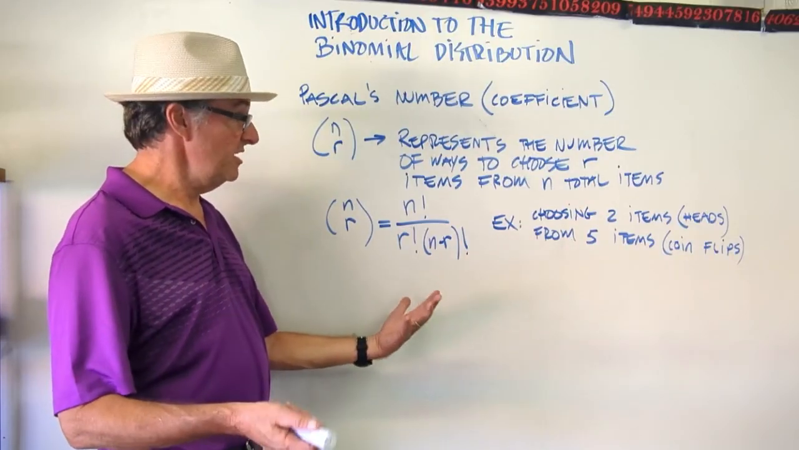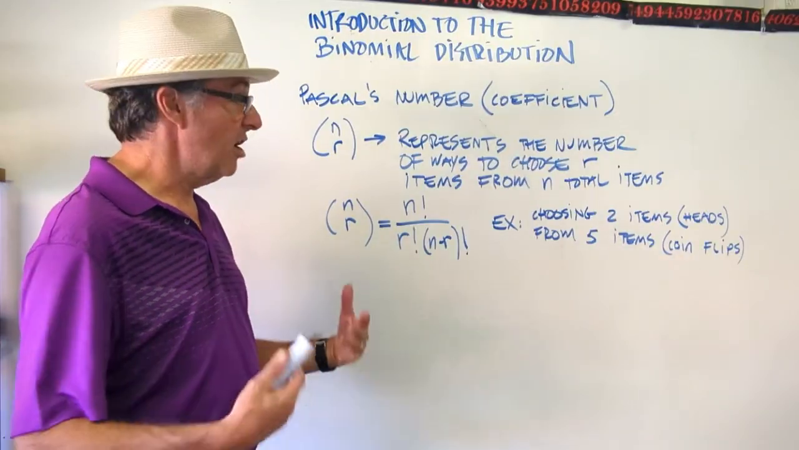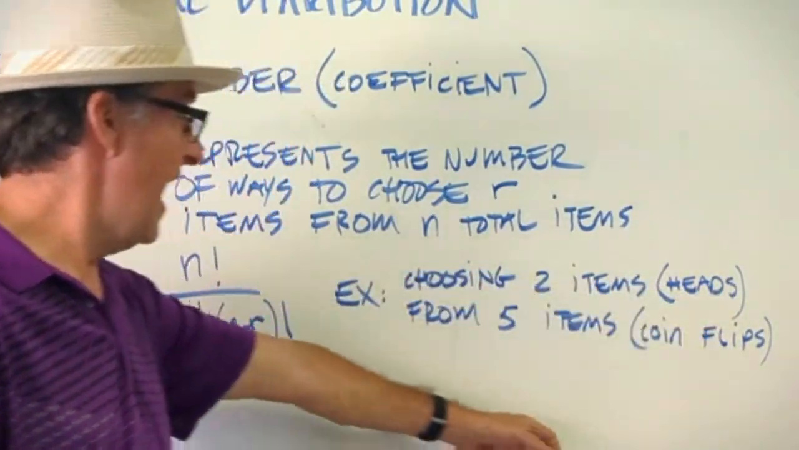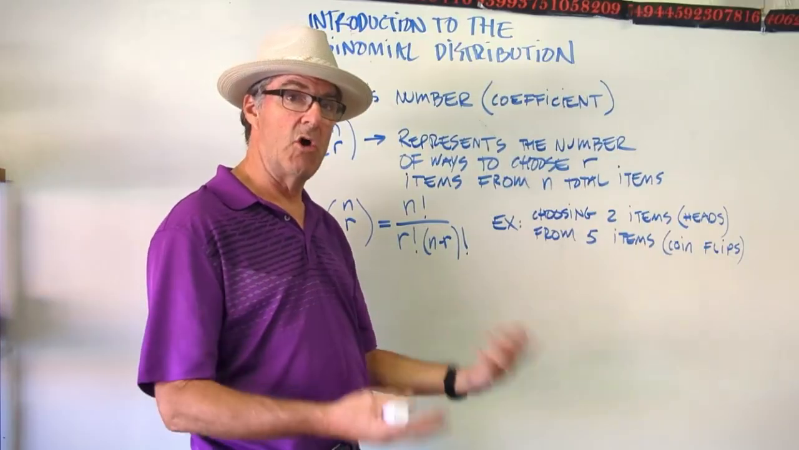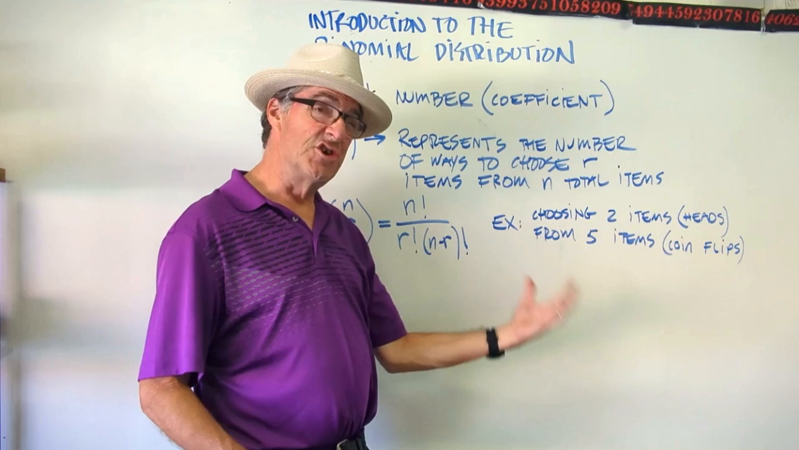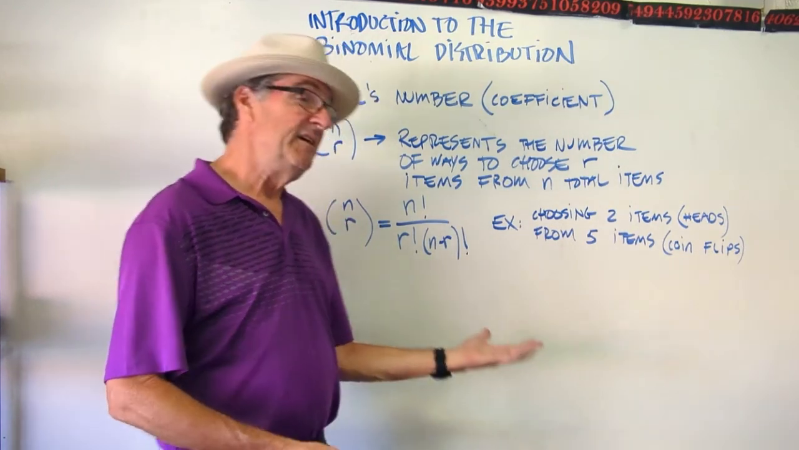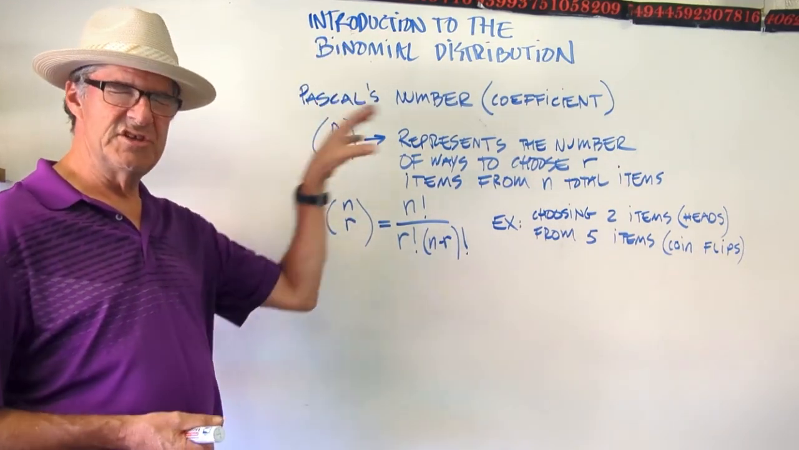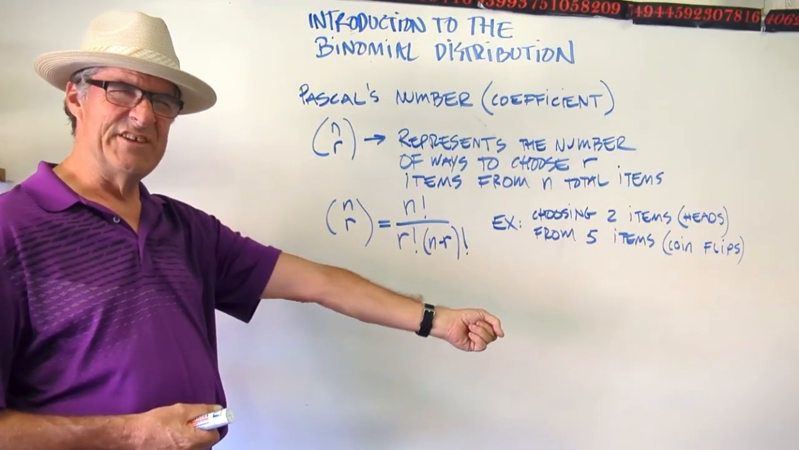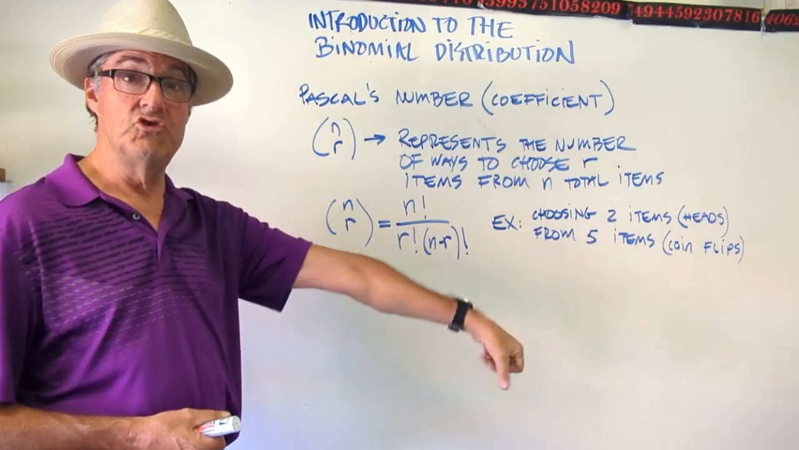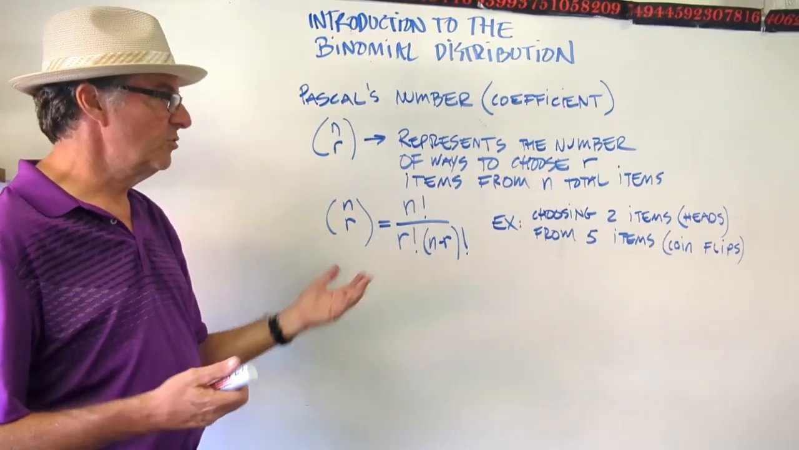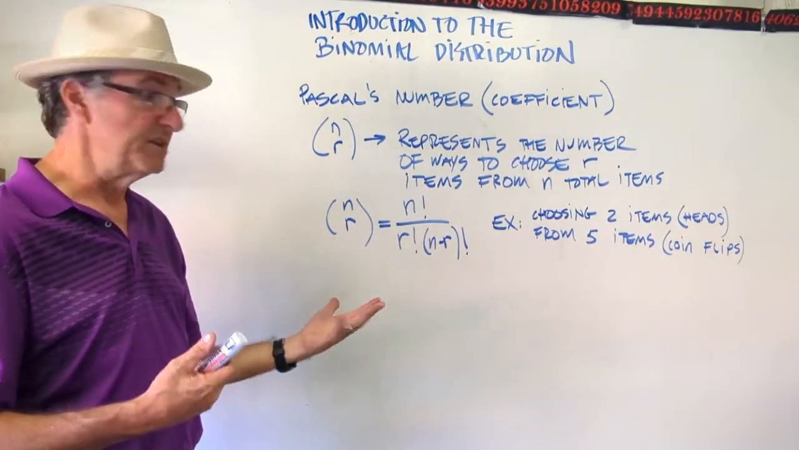Okay, pretty good. Now, let's take a look at our example. We have choosing 2 items, which would be heads, out of 5 items, which is our total coin flips. Now, I realize we're not technically choosing heads, but you could think of it as reaching into a bag that you can't see, where there's 1 coin that's all heads and 1 coin that's all tails, and you choose 5 different times. You could use the word choosing. We're flipping, but same difference.